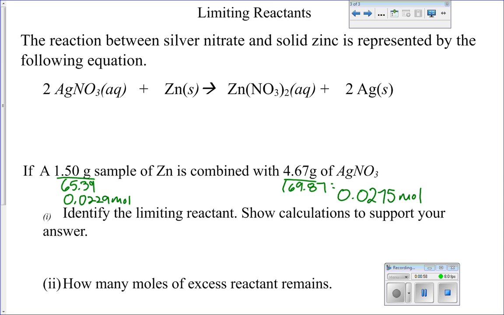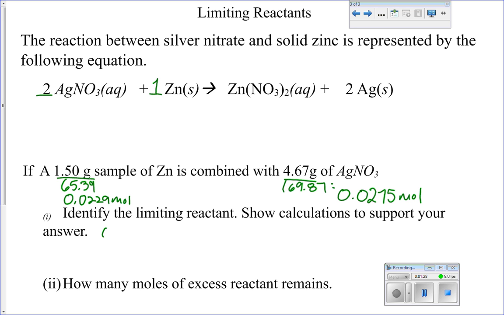Well, the first question asked us to identify the limiting reactant. We cannot just look at the moles because it has to do with not only the moles, but the mole ratio that's occurring in the reaction. So I can see from the reaction that for every 2 moles of Ag, I'm required to have 1 mole of zinc. So half as much zinc. If I just show the calculations here, we can just look at the zinc.